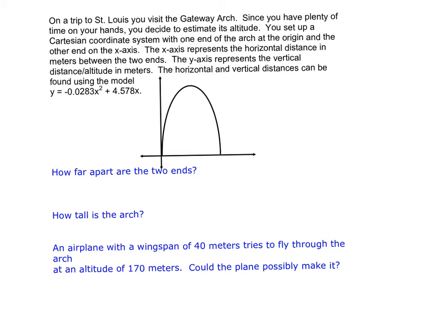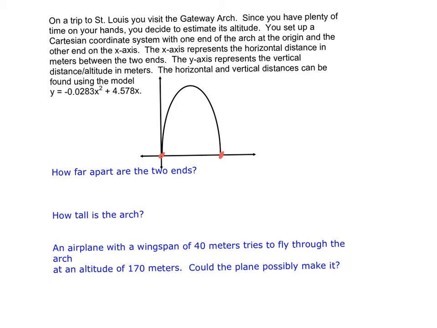On a trip to St. Louis, you visit the Gateway Arch. Since you have plenty of time on your hands, you decide to estimate its altitude, so height. You set up a Cartesian coordinate system with one end of the arch at the origin and the other on the x-axis. So we have those are the two bottoms of the arch.